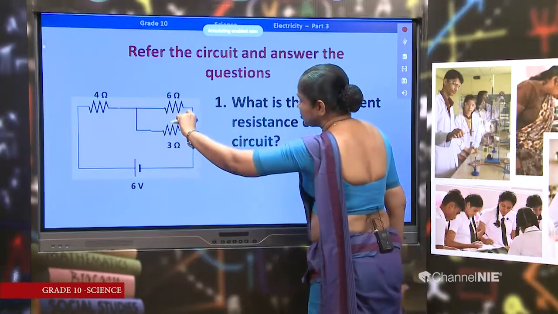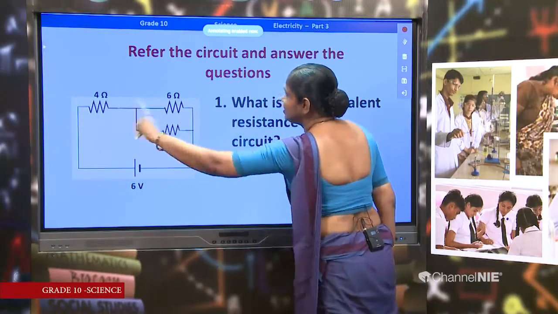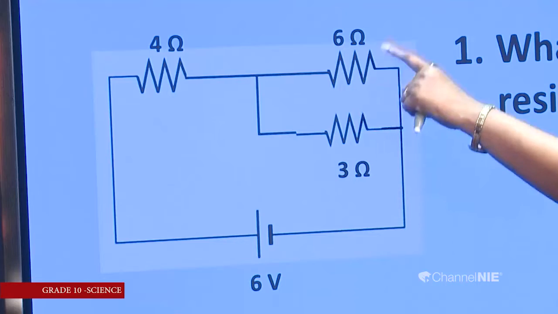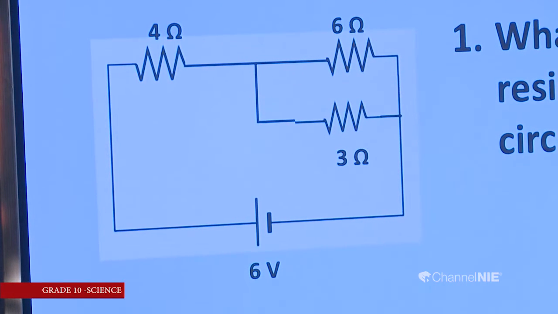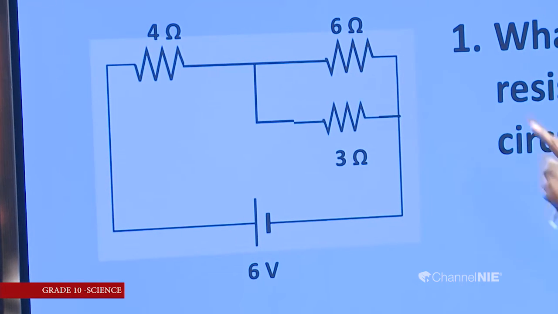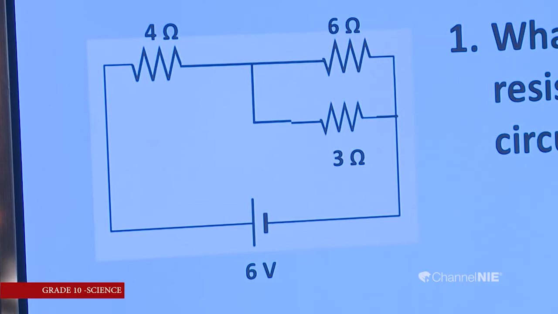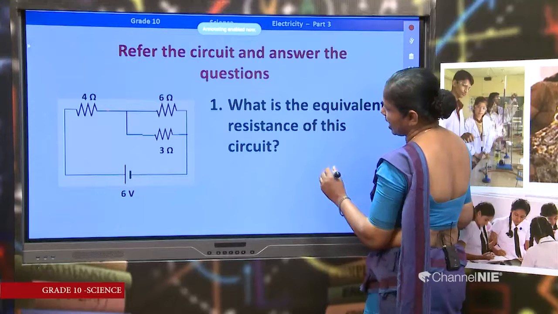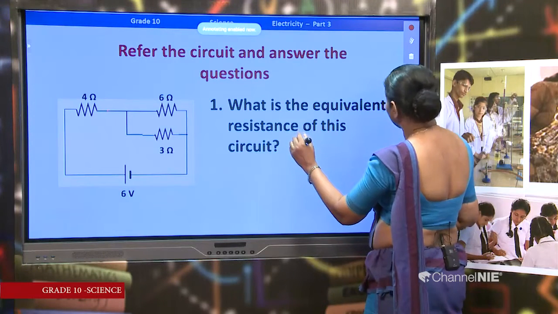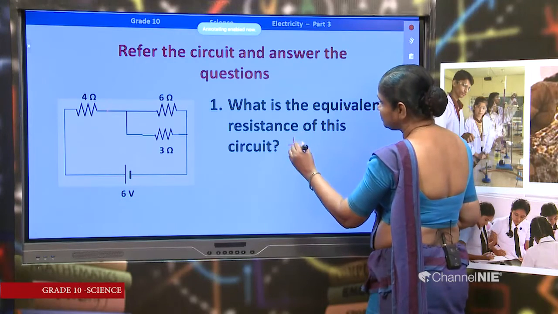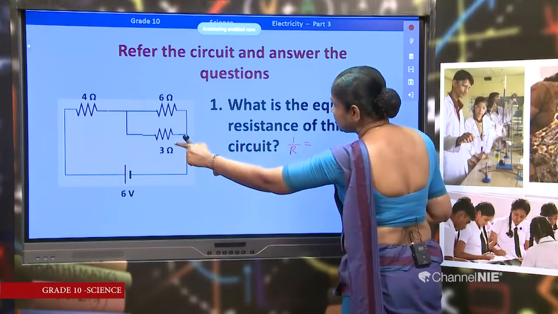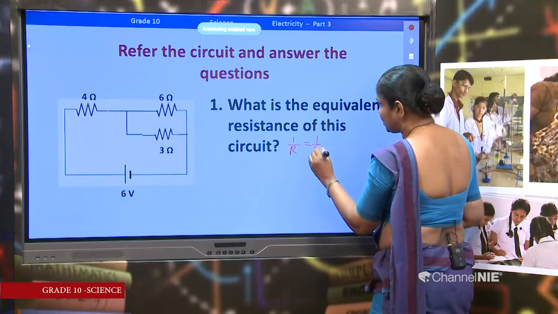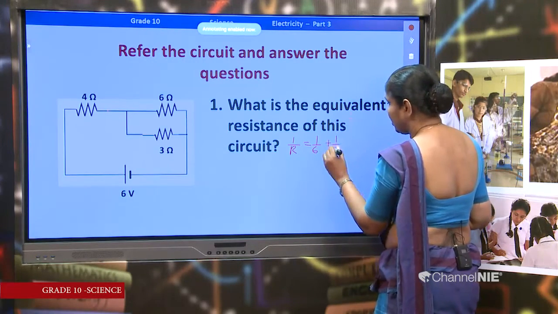For these two, this one is in series. So, first you have to find the equivalent between the 6 ohm resistor and the 3 ohm resistor, right? How to get the equivalent between the 6 ohm and 3 ohm resistor, children? We know that 1 over R equals 1 over 6 plus 1 over 3.